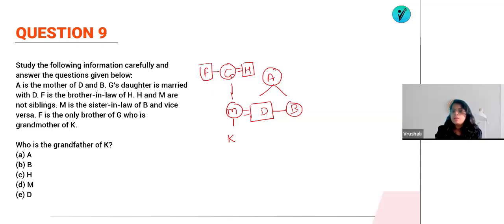So, is it done now? F, G, H, A, B, C, A, D, B, M. Okay, A, D, M, K. Correct. So, what have they asked you now here? Who is the grandfather of K? So, K's grandfather will be what?